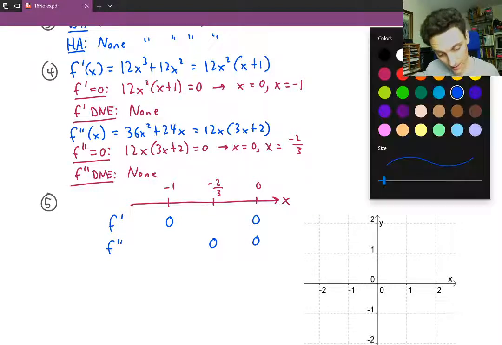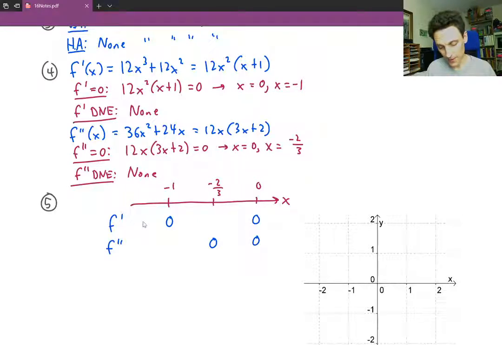Now we're going to go ahead and do a sign analysis for the first derivative by plugging in an x value in that first interval, say -2, for example. If we plug in -2 into the first derivative, we're going to get, well, the 12 is positive, the -2 squared is going to be positive, and -2 plus 1, that's negative. So we're going to get a negative overall. Now, as we cross -1, the corresponding factor x plus 1 is going to flip signs, and that has an odd multiplicity, so that sign flip will pass on to the whole first derivative.